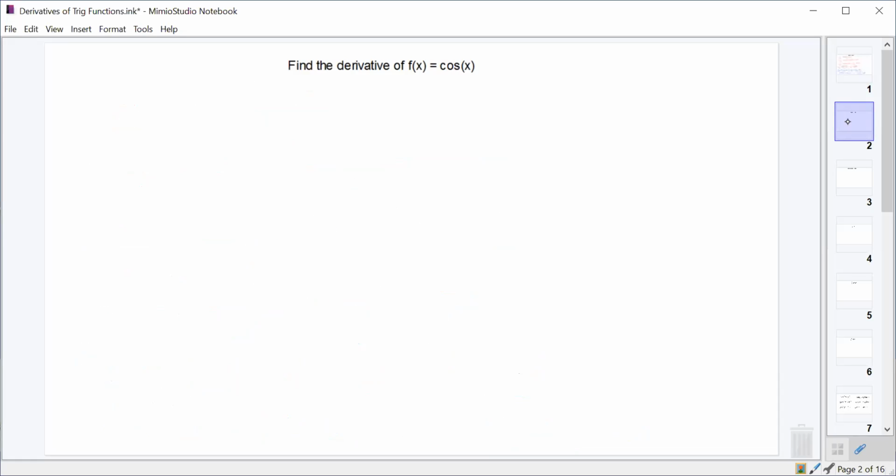Could we find the derivative of cosine x? Yes. How do you think we would go about that? The same process. All right. So I don't think it's going to be helpful to us to go through and do this whole process. What we would have to do here is find the limit as h approaches 0 of cosine of x plus h minus cosine of x all over h.